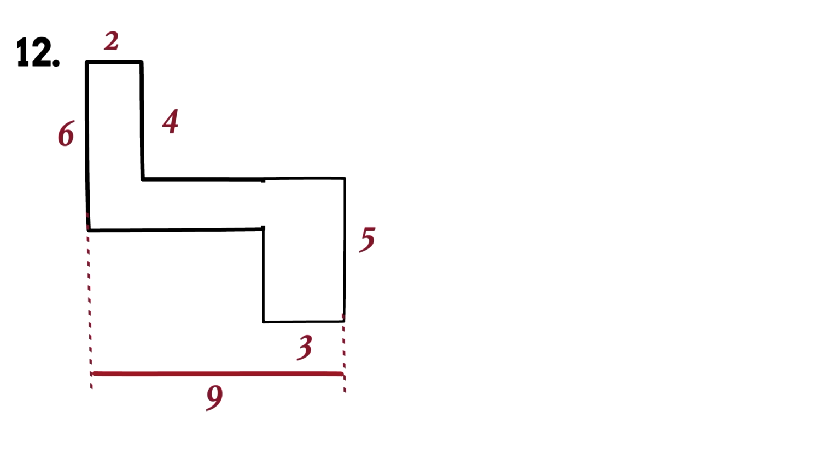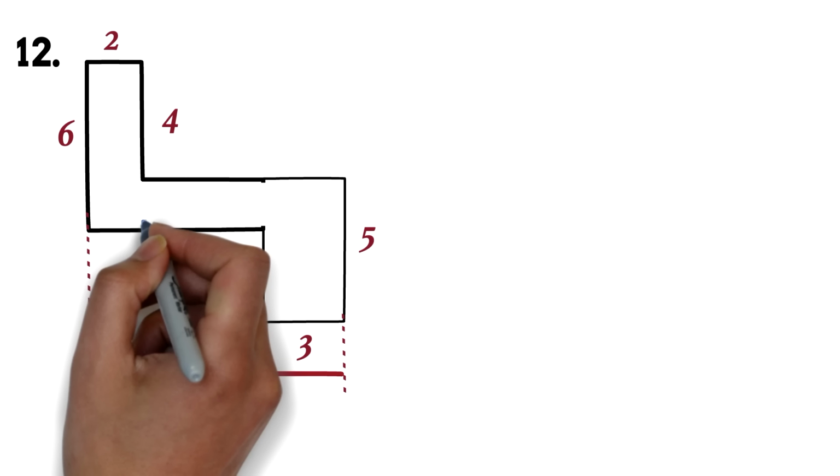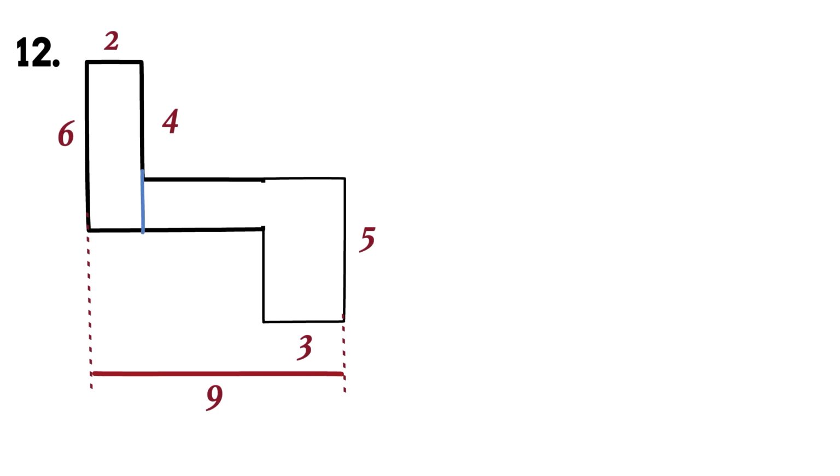Here, we are supposed to find the area of the given figure. The work here is to divide the figure into multiple rectangles and find the area of each rectangle. Then finally add the areas to get the area of the figure. So I'll draw a line here and also a line here. So let's label these rectangles A, B, and C.